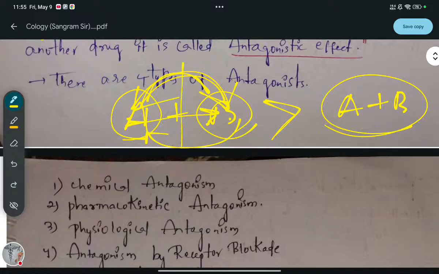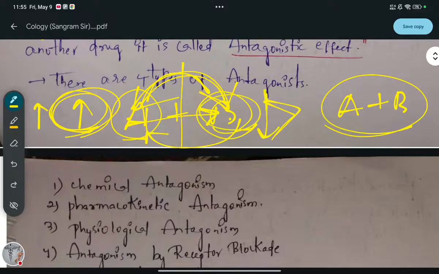Physiological antagonism is also possible. For example, if you take a drug which has the effect of high blood pressure, that is, if this drug decreases the MAO enzyme or monoamine oxidase enzyme, or in any way increases the noradrenaline or adrenaline level, it will increase the blood pressure. Along with that, if you are taking another drug which can decrease the noradrenaline level, then ultimately physiological changes take place, and due to these physiological changes, physiological antagonism will be seen.